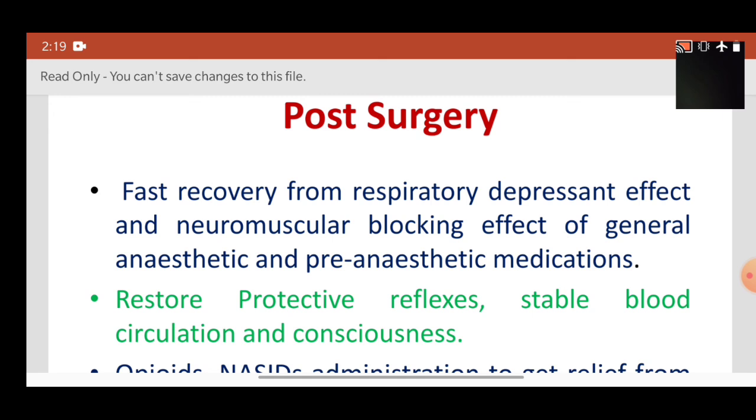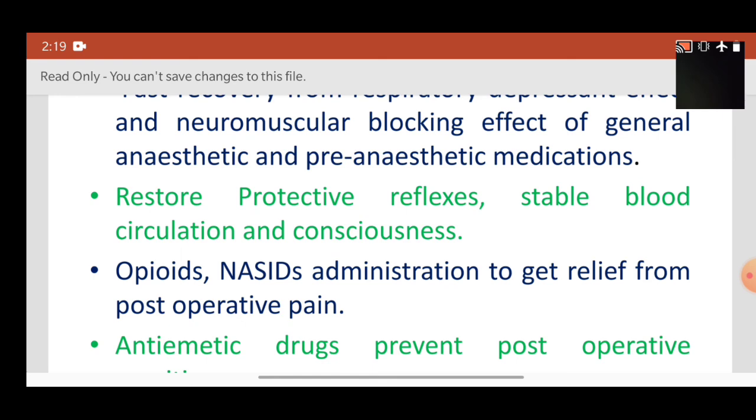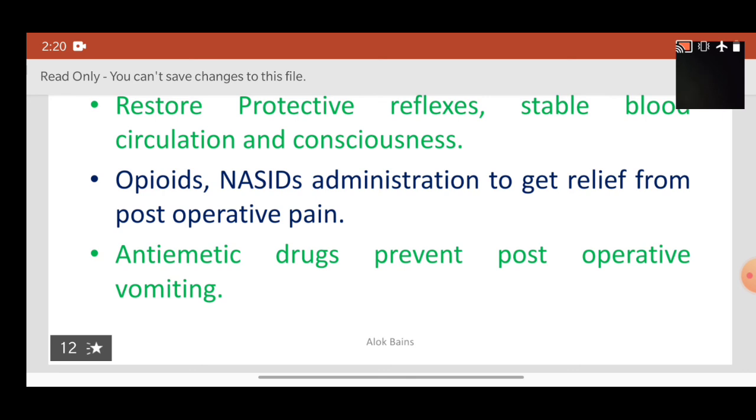In post-surgical stage there will be respiratory depression, and this respiratory depression should be controlled by using proper drugs. If there is pain, in that conditions opioid drugs are used as analgesic, and if there is any vomiting, in that condition anti-emetic drugs are used. But these drugs will not come under category of pre-anesthetic medications.